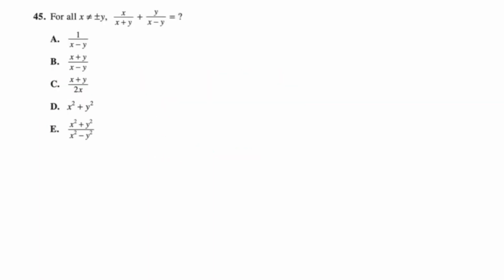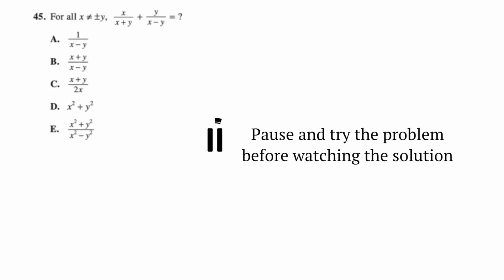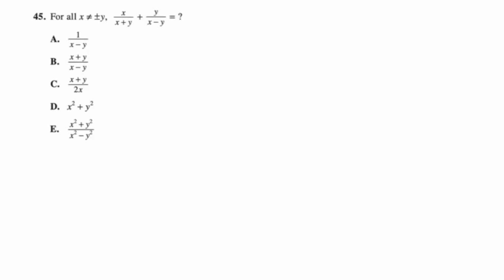45 says, for all x that doesn't equal positive or negative y, x over x plus y over x minus y equals what? So what do we even have to do in this problem? Let's make sense of that first.